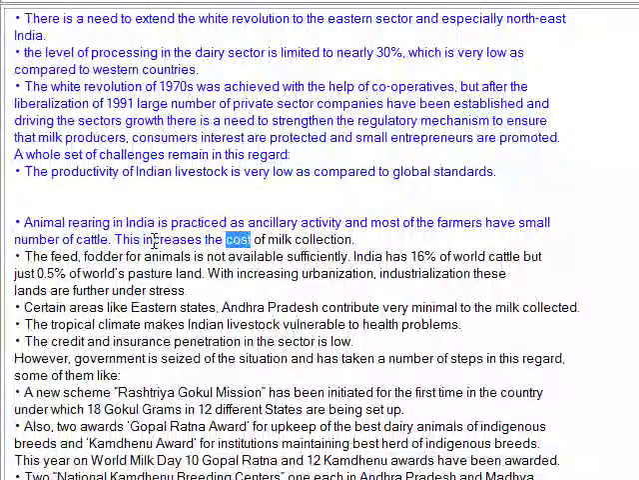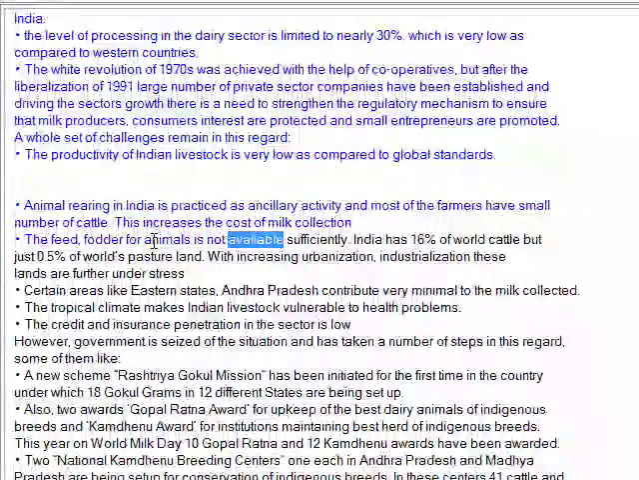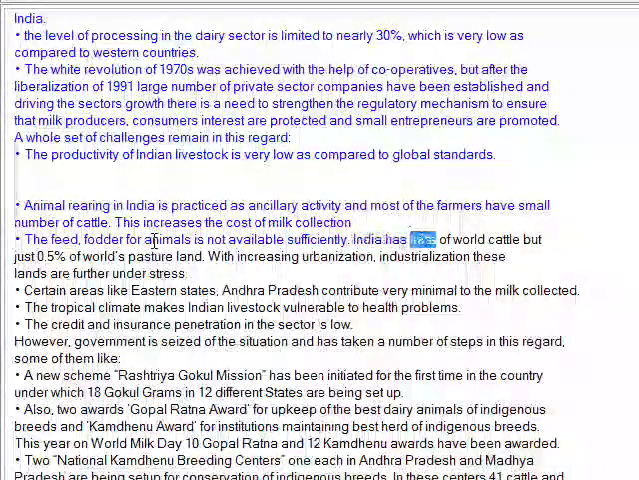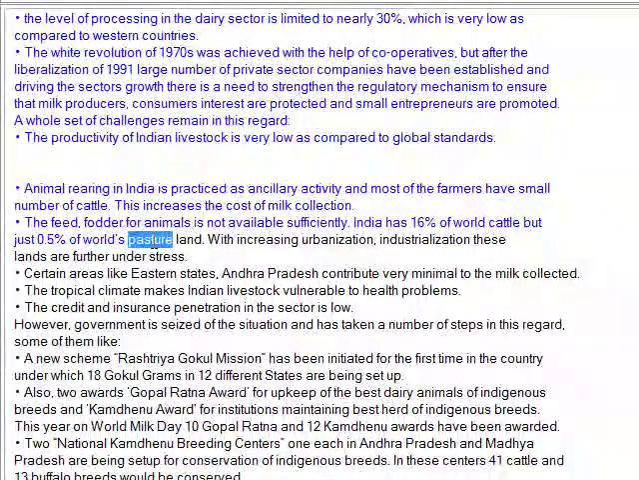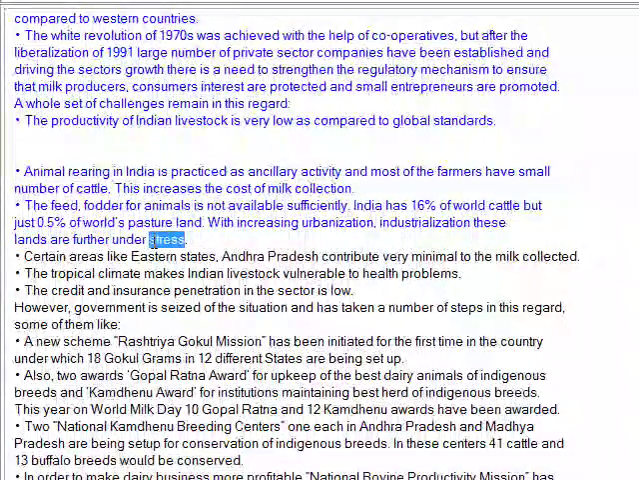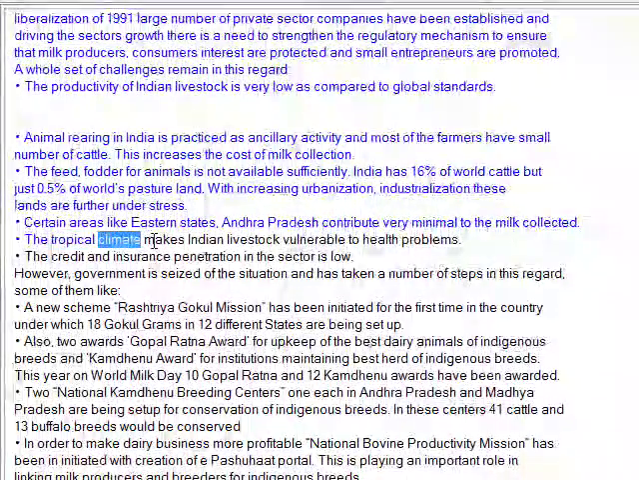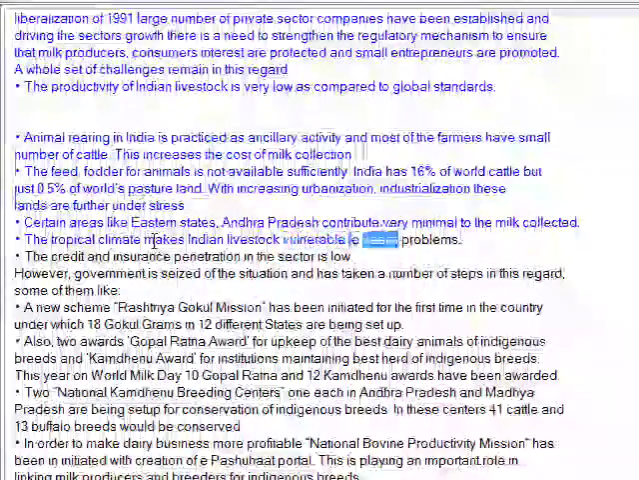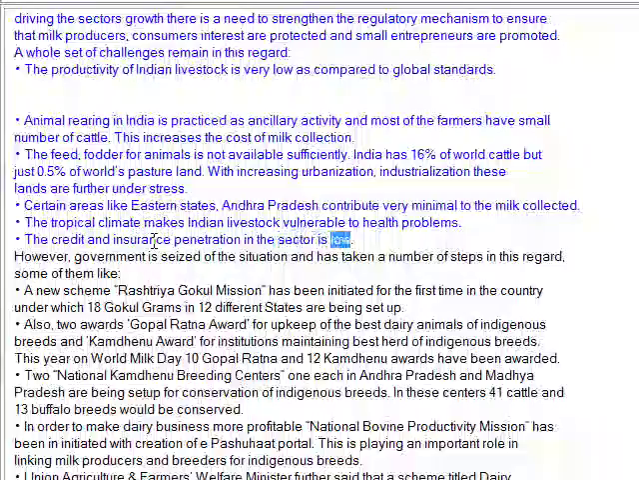This increases the cost of milk collection. The feed and fodder for animals is not available sufficiently. India has 16% of world cattle but just 0.5% of world's pasture land. With increasing urbanization and industrialization, these lands are further under stress. Certain areas like eastern states and Andhra Pradesh contribute very minimally to the milk collected. The tropical climate makes Indian livestock vulnerable to health problems. The credit and insurance penetration in the sector is low.